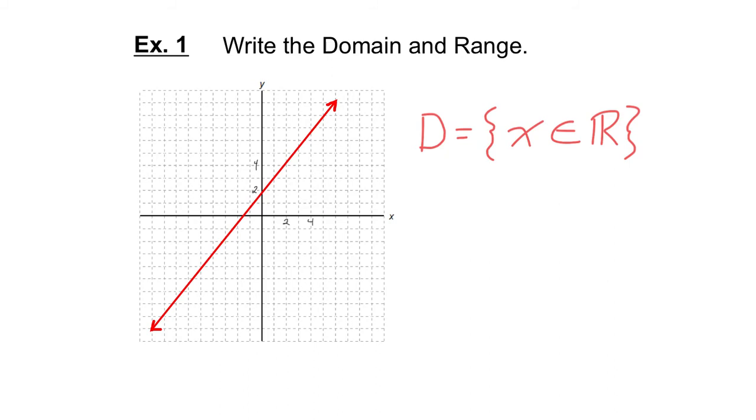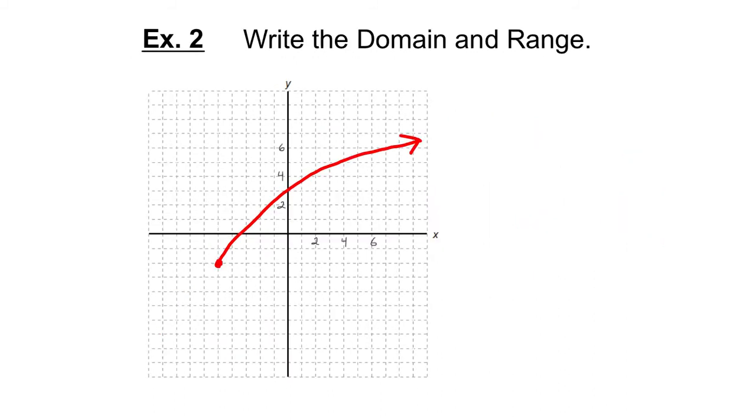Now range. Range is the possible y values. Well, same thing. The line keeps going higher and higher, so y can be any positive value, and the line keeps getting lower and lower on the grid, so y can be any negative number as well, and also 0, because it exists on the x-axis as well. So y can be 0, y can be positive, y can be negative. That means y is an element of the real numbers. No restrictions.